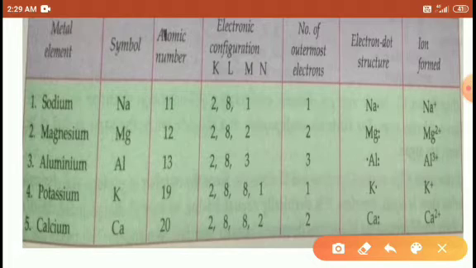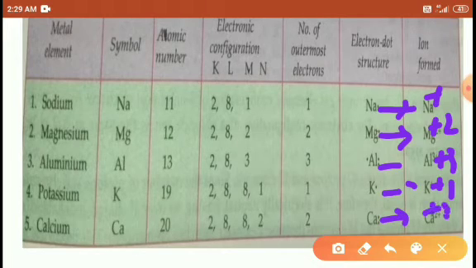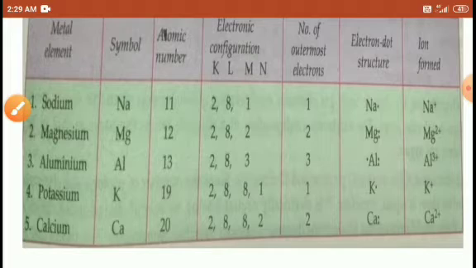If they donate electrons, the metals develop a positive charge. So when a metal loses 1 electron, it develops a +1 charge. If it loses 2 electrons, a +2 charge. If it loses 3 electrons, a +3 charge. Again, lose 1 electron, +1 charge. Lose 2 electrons, +2 charge. Like this they develop here.